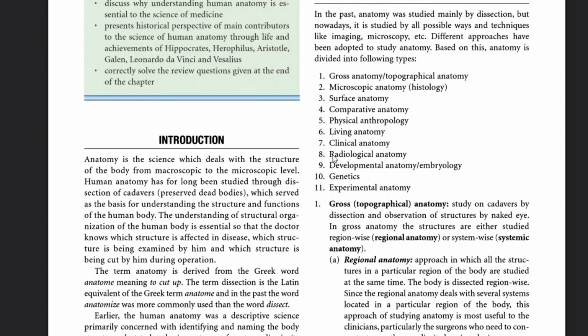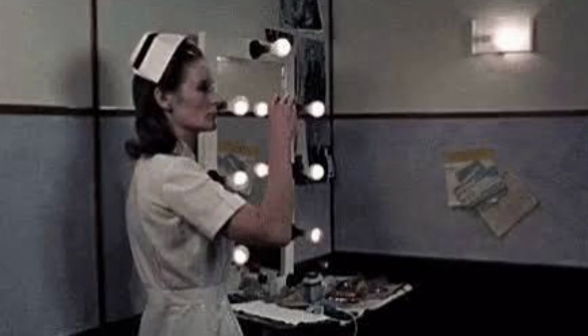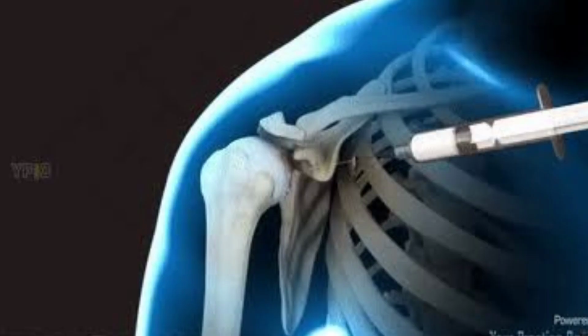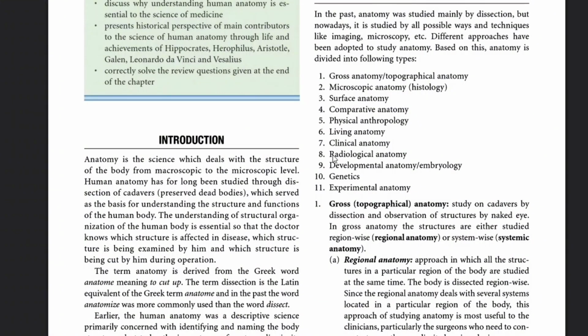And also a simple example: if the doctor is injecting any kind of medicine to you, he needs to know exactly where to puncture or administer the injection, where exactly it is safe or where exactly it is hazardous. We need to know that, right? So that is why gross anatomy is so important.